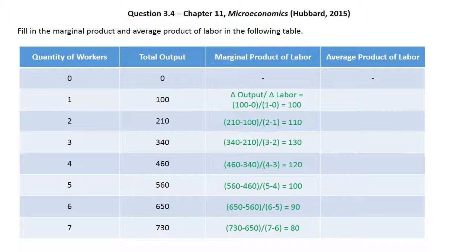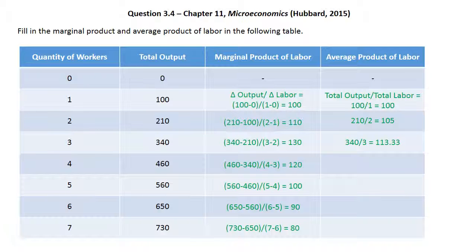Now for average product of labor. Average product of labor is simply the total output divided by the total labor. So for the first worker, we just have 100 units of output divided by the 1 worker, so 100. In the second one, we have a total of 200 units of output among 2 workers. So the average for each worker is 105.